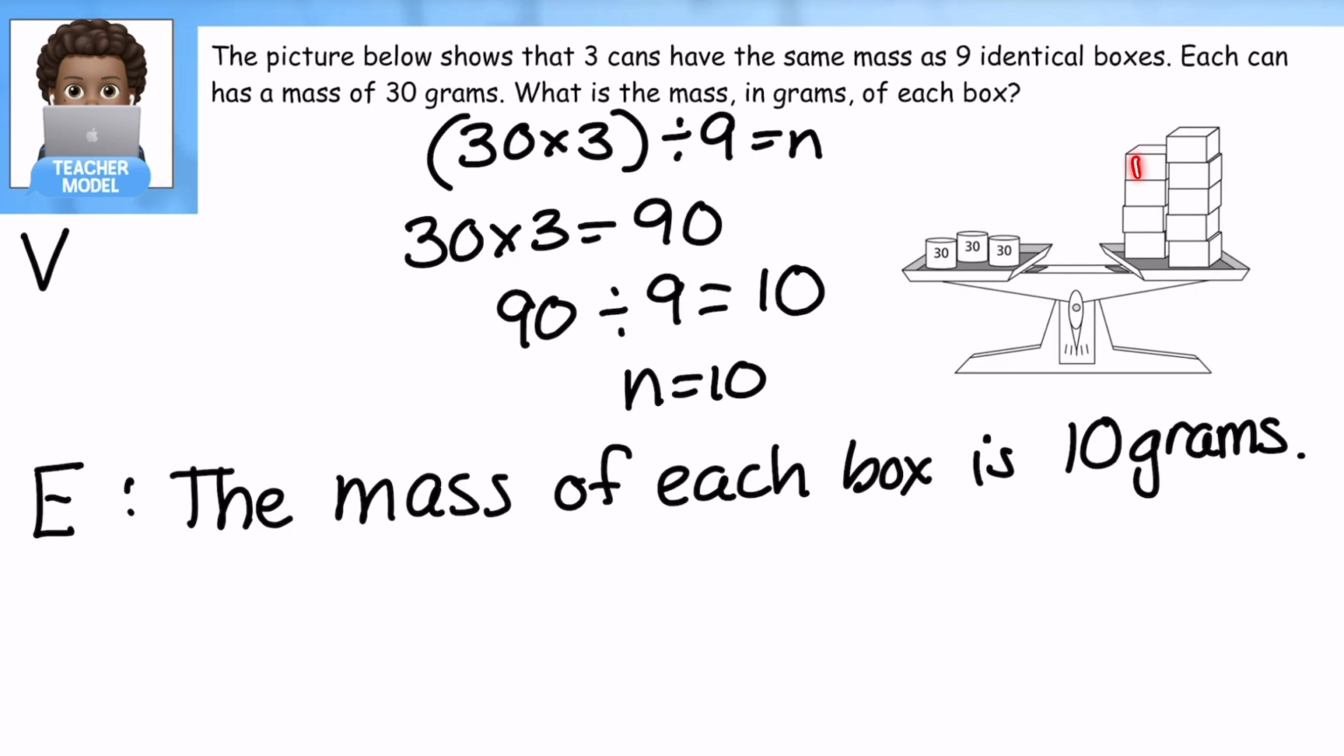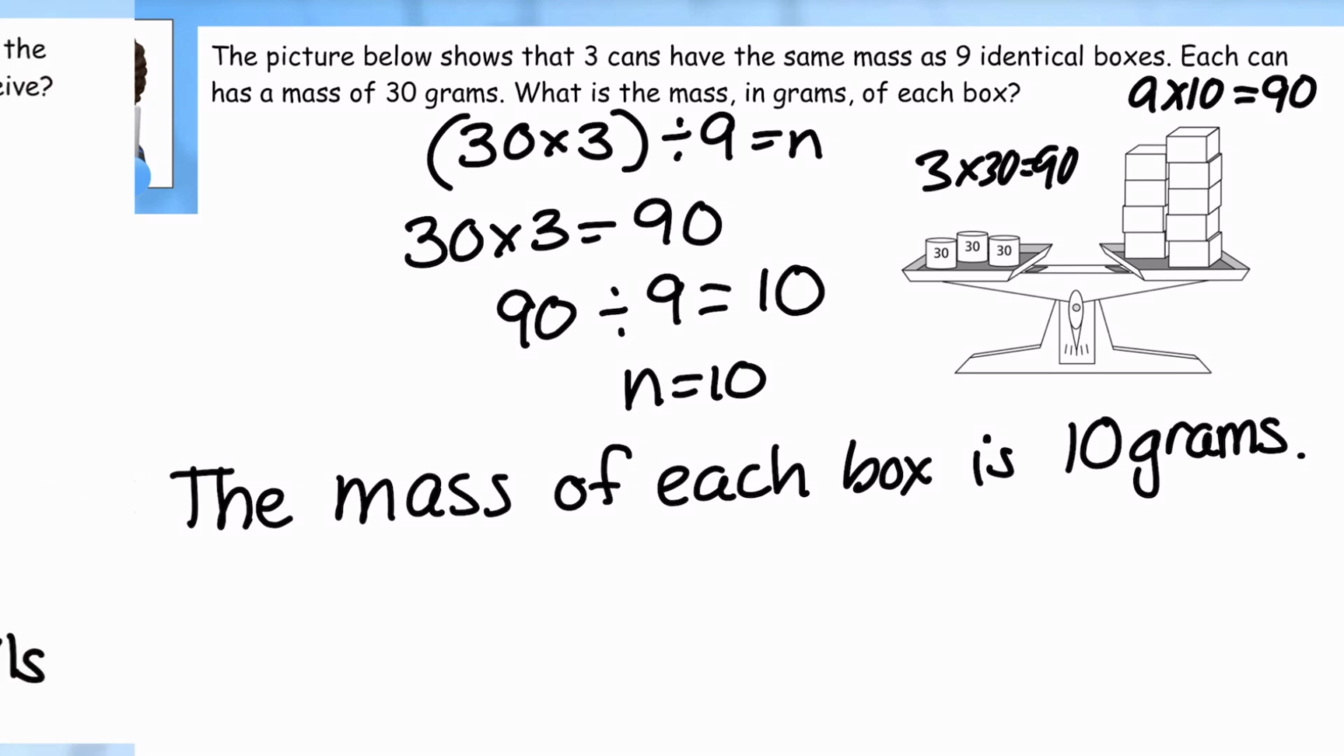And if you want to check your work, you can put 10 in each of the 9 boxes, or 9 times 10, and I know this side has 90, and 3 times 30, this side has 90, so they are equal to each other. All right, we're going to jump into 2 guided practice problems now where you get a chance to try them out on your own, and I'll still show the solution.